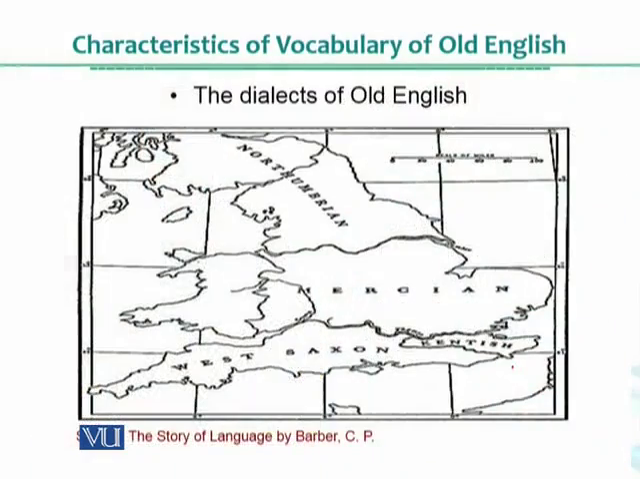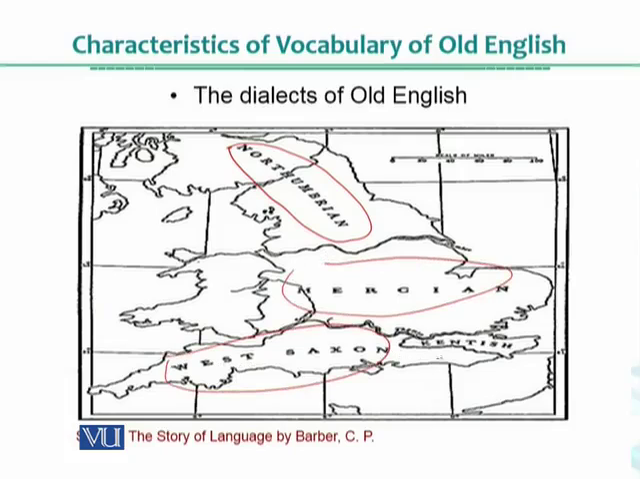Here on the slide, you can see the map where I just want you to notice those areas where these people were living in the old times. You can notice Northumbrians, you can notice Mercians, you can notice West Saxons, and here you can notice Kentish as well. Because each of them was living in a very distinct area that was separate from the other area, naturally the vocabulary and the total language that they had was different from the other parts.